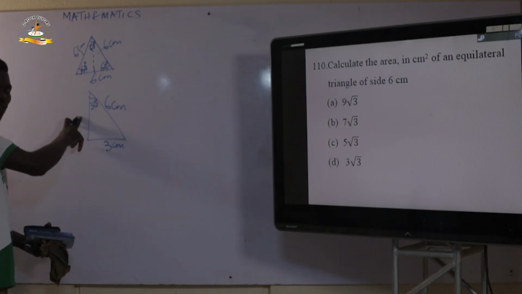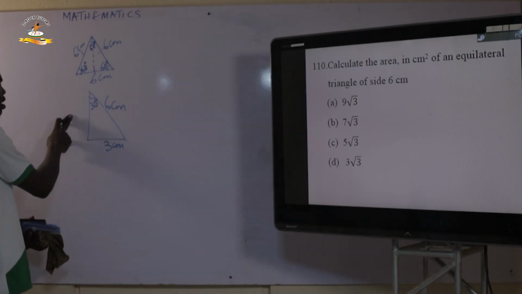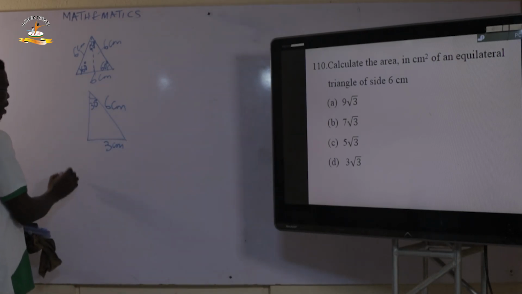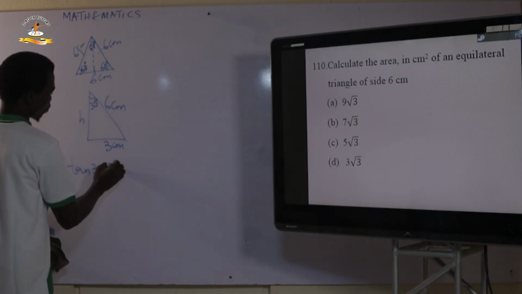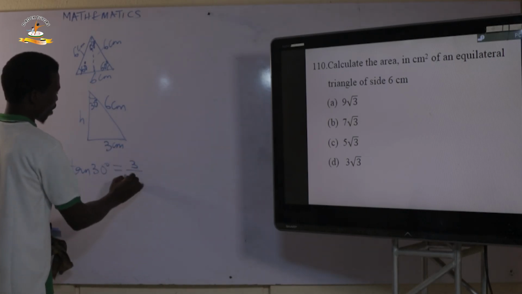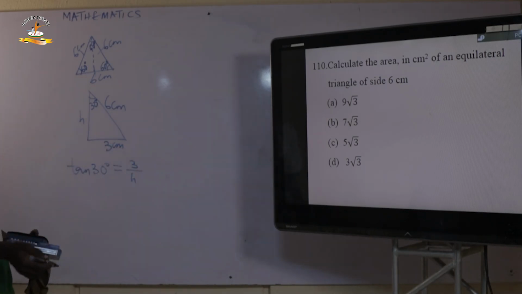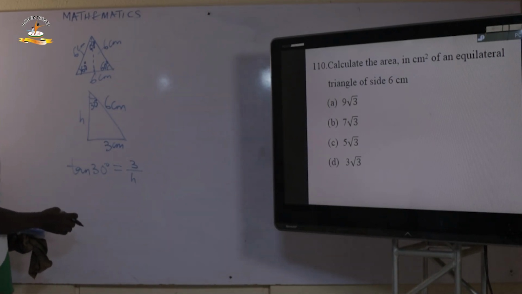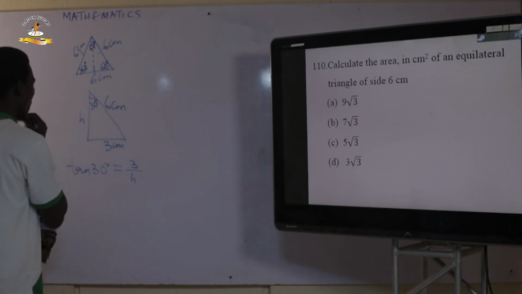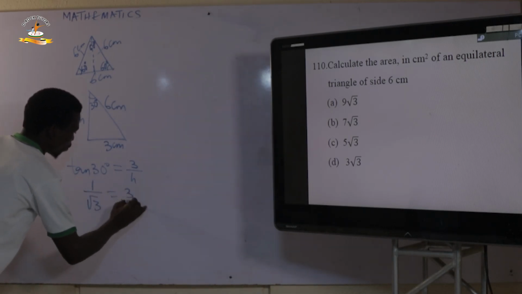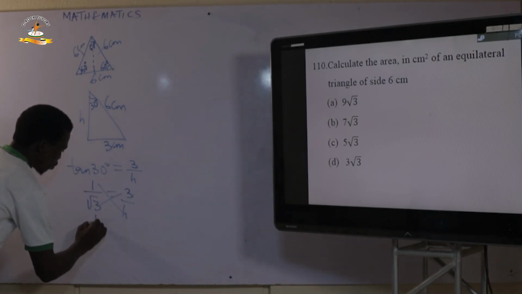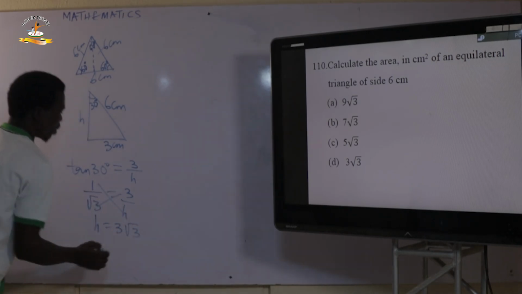So I just literally need to find this height, and to find this height I use what? Tan. So don't forget tan 30 degrees, let's call this h, equals opposite over adjacent, as 3 over h. And don't forget what tan 30 degrees is. It is 1 over root 3. So 1 over root 3 equals 3 over h. So it means my h is what? 3 root 3. That's my height.